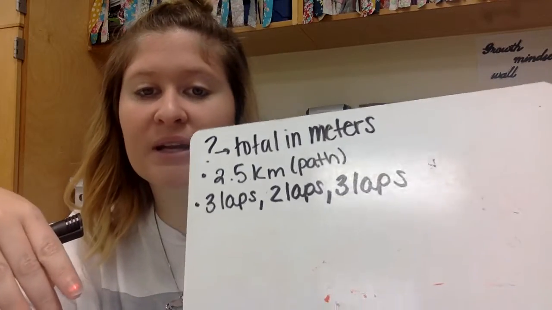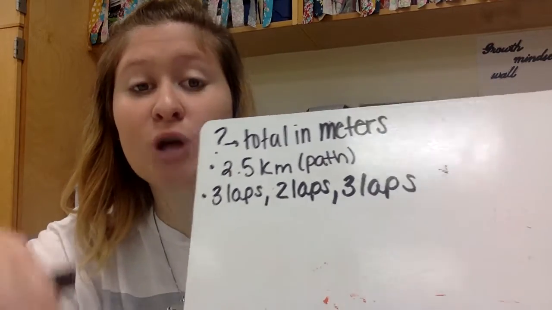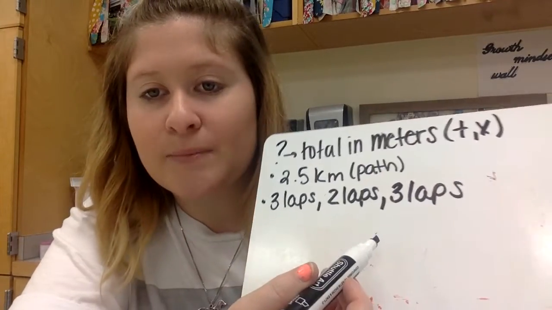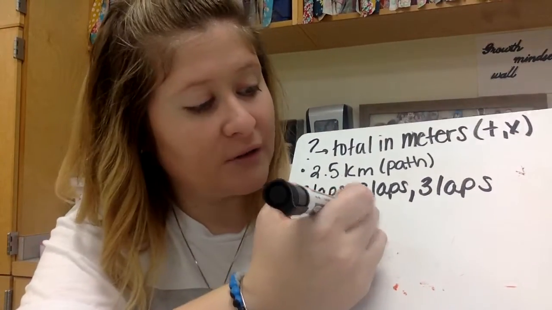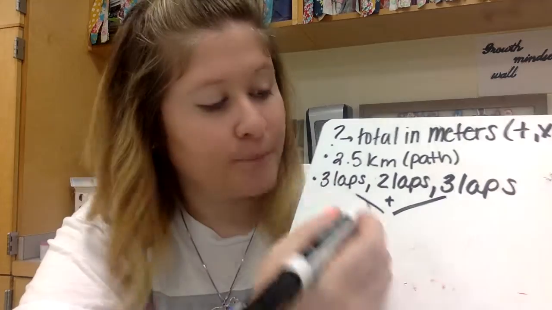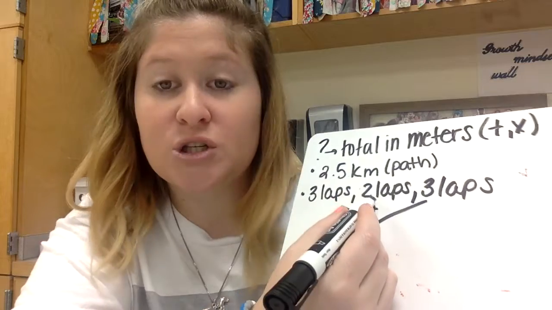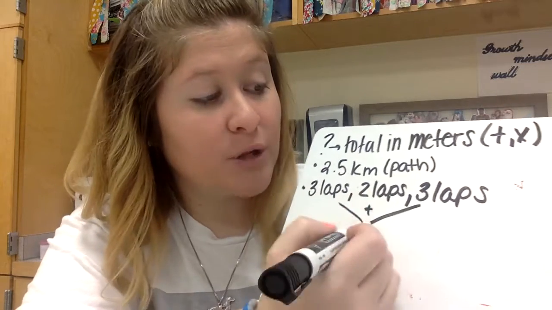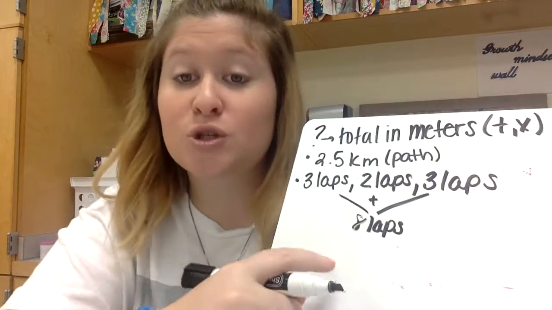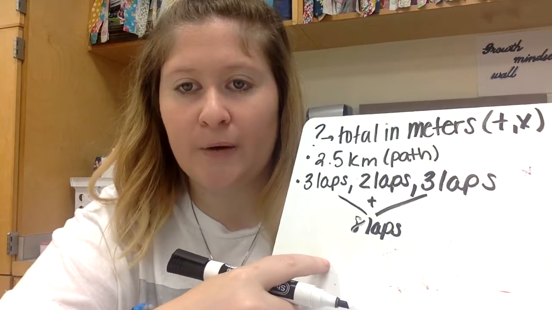So the first thing we need to think about is, well, how many laps total has he done? And when we see that word total, we're going to think we need to either add or multiply to help us get our answer. Well, I'm going to start with my laps, and I want to know the total amount of laps that he's done. So I need to add those together, okay? So 3 plus 2 is 5, plus 3 is 8. So I know he's done 8 laps total so far this week, okay?